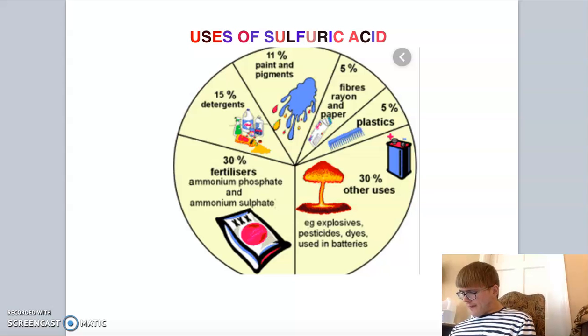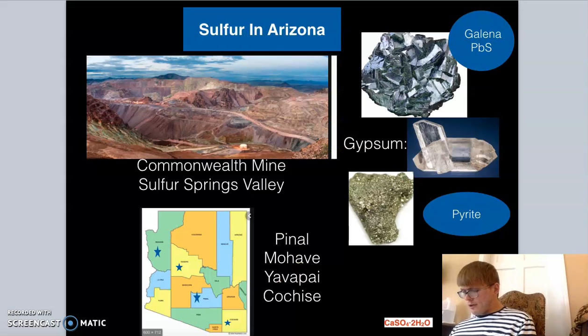This element is found in Arizona in many different rocks and minerals. It is found in desert soils. It is also found in sulfur mines in the counties of Mohave, Pinal, and Yavapai. It is found in Cochise County in the Sulphur Spring Valley, in the Commonwealth Mine. Many minerals are found in this mine, including gypsum, galena, and pyrite.